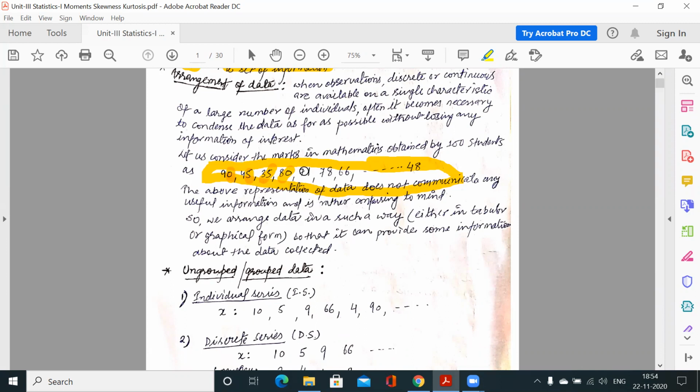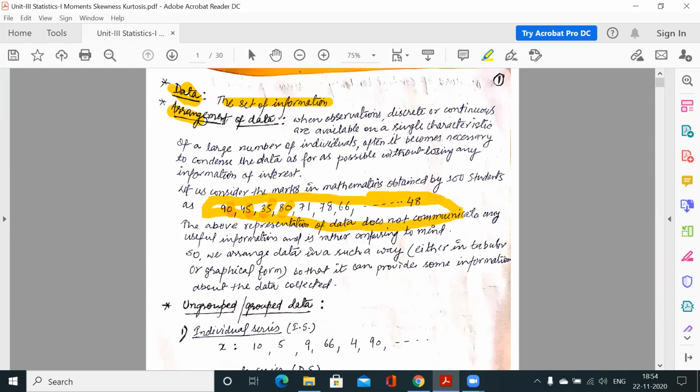So now I have four partitions: 0 to 25, 25 to 50, 50 to 75, 75 to 100. So I can get the information like that: how many students got a distinction in mathematics, how many got marks less than 50% in mathematics, how many got more than 60% in mathematics. So if the data is arranged in a particular manner, I can get the information from the data very easily. So the arrangement of data is very important.